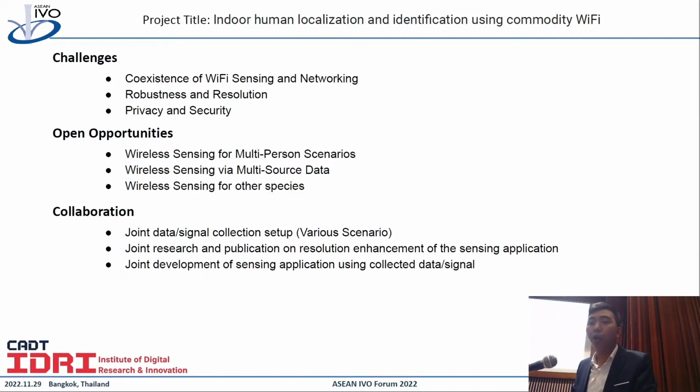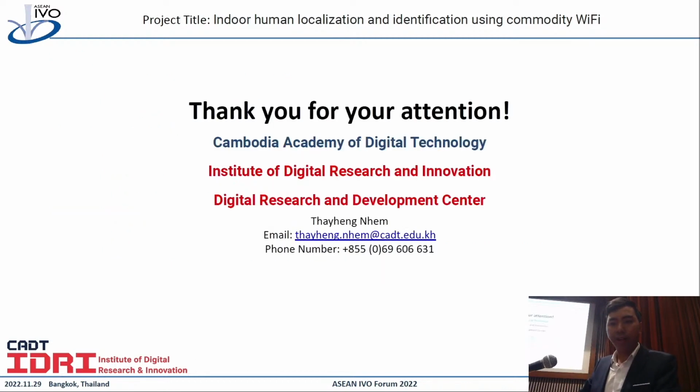Here are some challenges and open opportunities in this area. Right now, robustness and resolution coexist as a challenge, because the resolution is quite big. The open opportunities for this kind of research are also in the field of multiple scenarios and multiple data sources, which is part of IoT, where we can join the IoT system. And with sensing for other species, maybe we can detect an animal in the area. So this is the end of my presentation. Thank you very much.